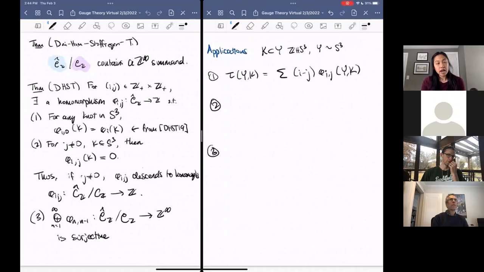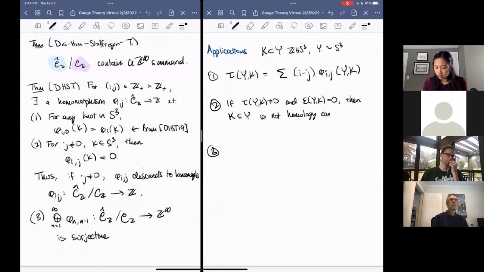Moreover, if tau is non-zero but epsilon is zero, again, this phenomenon can never happen for knots inside of S3. So if it happens for this knot K, then this knot is not homology concordant to any knot inside of S3.